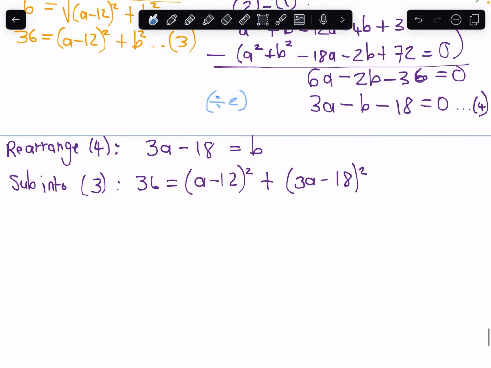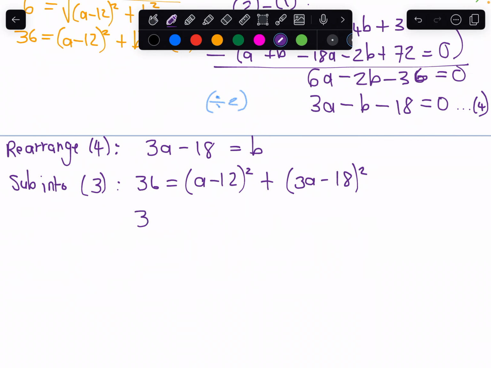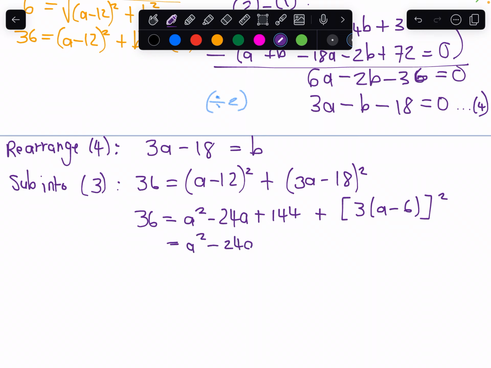Okay, so now it's time to do some bracket expanding. So that'll be a squared minus 12a minus 12a plus 144, that's minus 12 times minus 12. And then over here, I'm just going to quickly factor out 3 so that I can make my life slightly easier. Adds a few more lines of computation, but yeah.